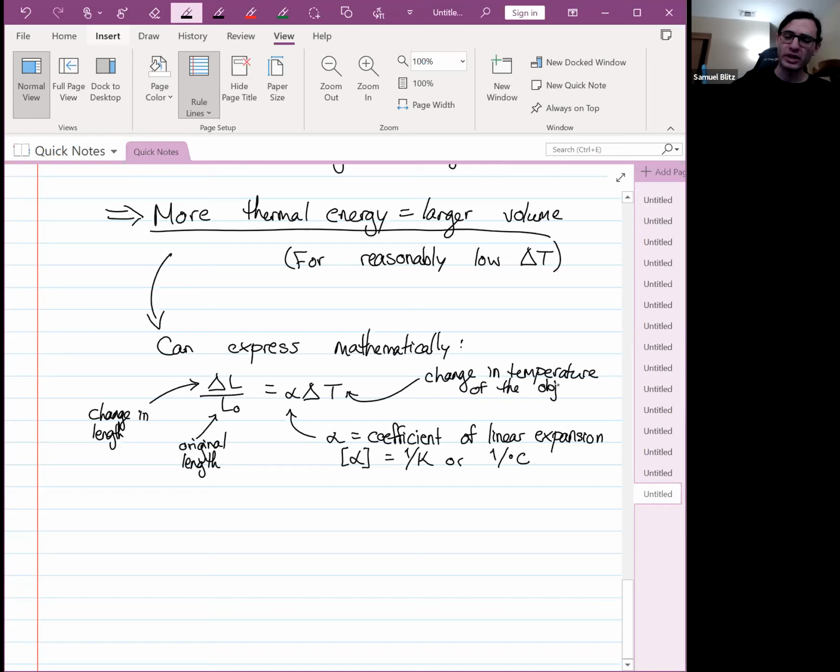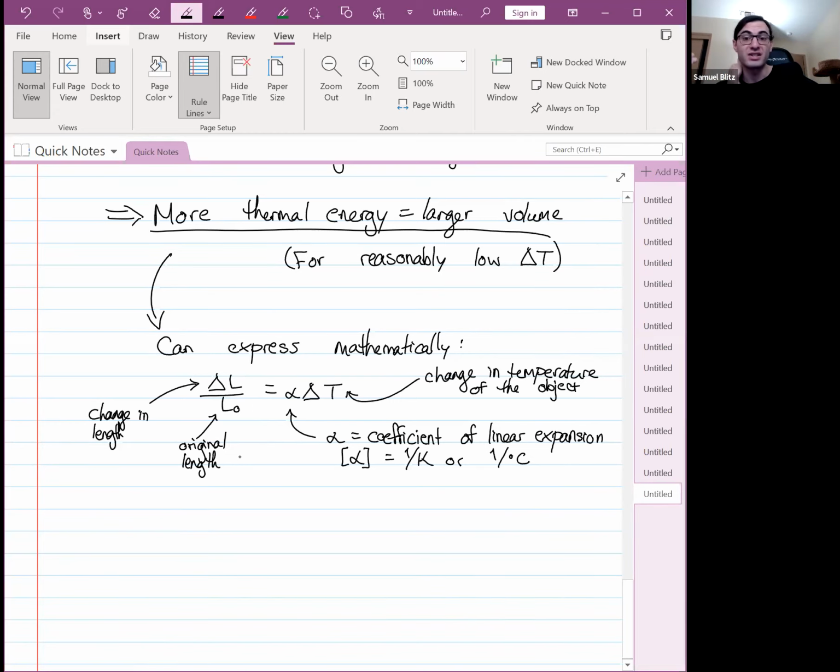So the idea is if you know the alpha of an object, and this is just a number, like iron has an alpha of something, and steel will have an alpha of something else, and copper will have an alpha of a third thing. If you know this alpha, which you can just Google or measure experimentally, and then you change the temperature of your object by, say, 5 degrees Celsius, then you can calculate the ratio of the change in length divided by the whole length.